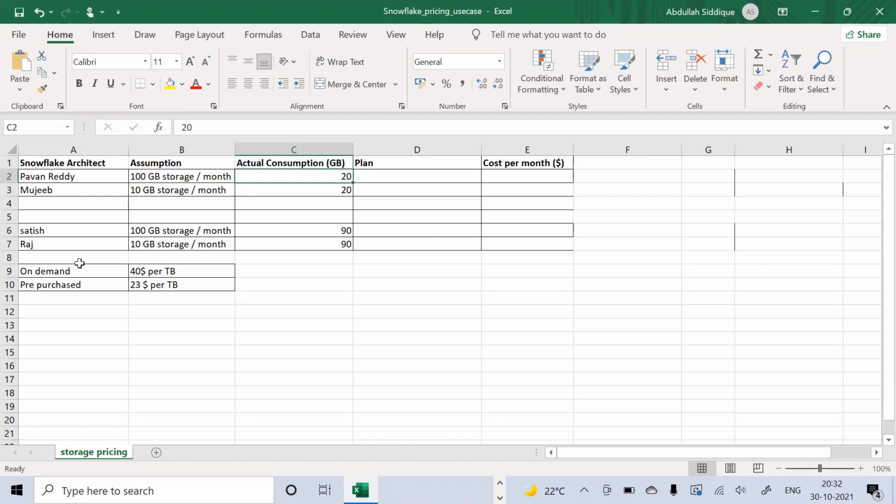So I want you guys to tell me what you will choose, on demand or pre-purchase. And for the rest of the guys, this is also your assumption, but the actual consumption is 90. No matter whatever you had chosen before, you have to decide now based on this research or monitoring of the storage that I need to go with this plan. So tell me, and this is $40 per TB, and this pre-purchased is $23 per TB. Give me the result for this. What will be your plan here?